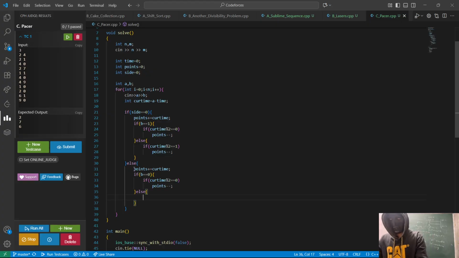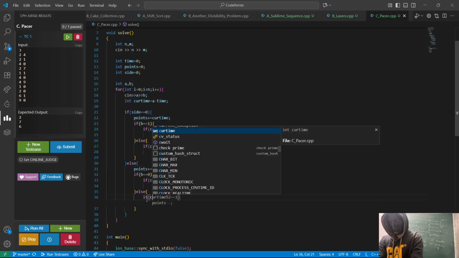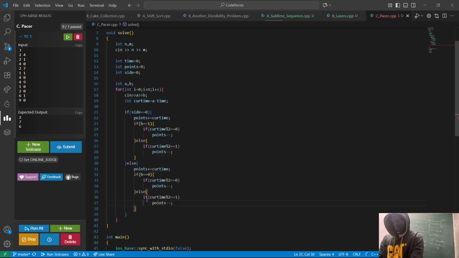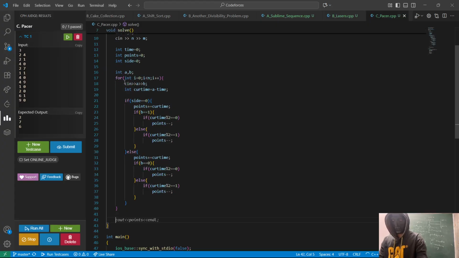So now in this case we'll have to check. You were at side 1, you want to reach side 1, it's like the same side. In the same side, if your current time is even, then that is fine. If it is odd, then you will have to decrease 1. Right?